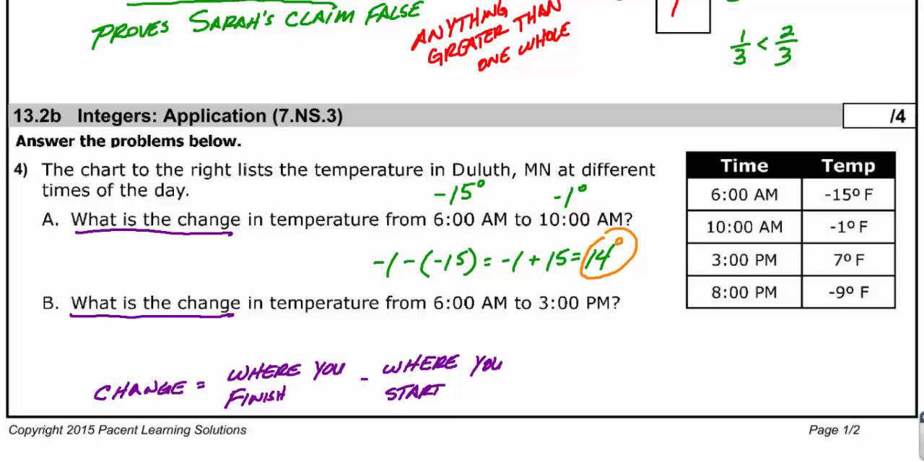Between 6 and 3, same idea. At 6 o'clock, it is negative 15 degrees. At 3 o'clock, it is positive 7 degrees. The 7 is where you finished. Take away the negative 15 where you started. That's the same as 7 plus 15, and that's going to be a change of 22 degrees.